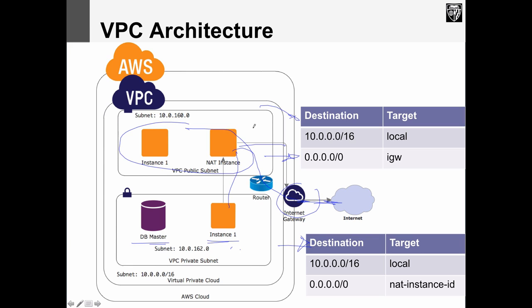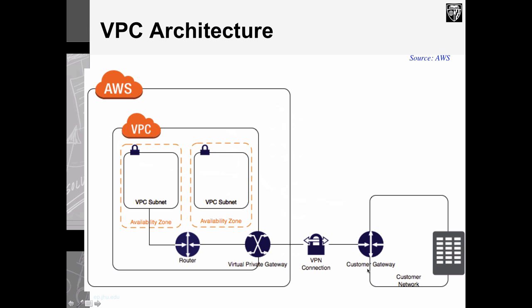The routing table for the public subnet looks like the one on the top, and the routing table for the private subnet is the one on the bottom. Now we also talked about the ability to extend the corporate data center into AWS using a secure VPN connection between AWS and the corporate center, using two components called virtual private gateway and customer gateway on the customer side. We use these two components, virtual private gateway and customer gateway, to establish this secure connection to extend this data center into AWS.